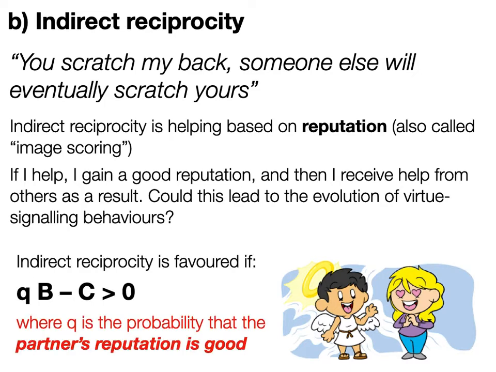Okay, indirect reciprocity is favored. It can be expressed in terms of Hamilton's rule as well, but with a slight modification. It's favored if Q times the benefit minus the cost of helping is greater than 0. In this case, Q represents the probability that the receiver's reputation is good. So B is the benefit to the actor, C is the cost to the actor, and Q is the probability that the receiver has a good reputation.